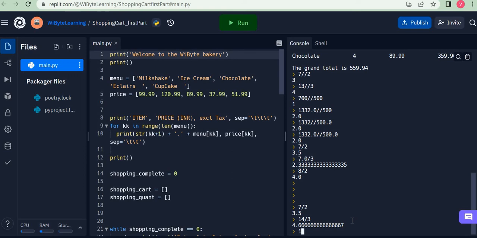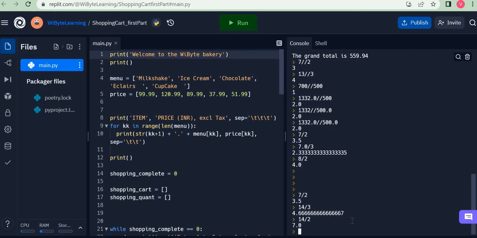I could also do, for example, 14 divided by 2, in which case I'm going to get a 7.0. Always a floating point number. So division is a regular division indicated by a forward slash, returns me a floating point. Let's go to floor division.